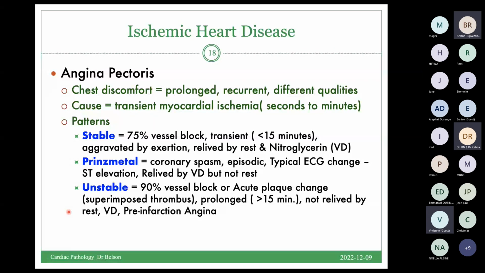So the angina pectoris itself can be stable or transmittal or unstable. So it is stable if the blockage of the caliber is at 75%, and usually this angina pectoris will be transient, less than 15 minutes, but it can be aggravated by exercises and relieved by rest and nitroglycerin. This is a vasodilator, VD. So ni umuti utuma vessel iba dilated.